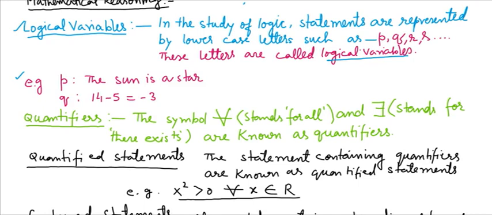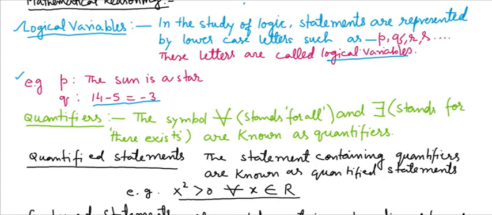See another example, 14 minus 5 is equal to minus 3. This is a statement, and this statement may be represented as q, such that q is 14 minus 5 is equal to minus 3. These are the logical variables.